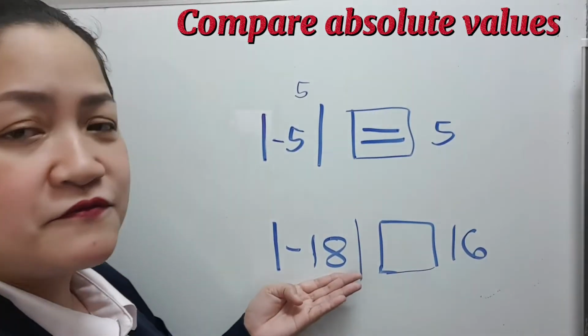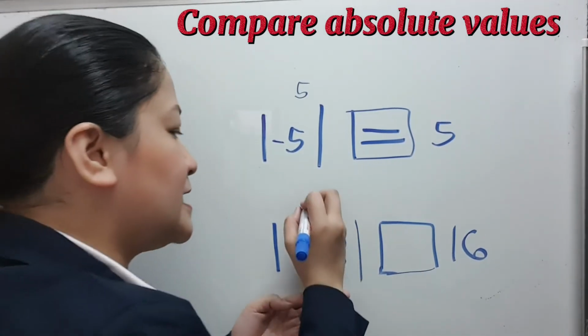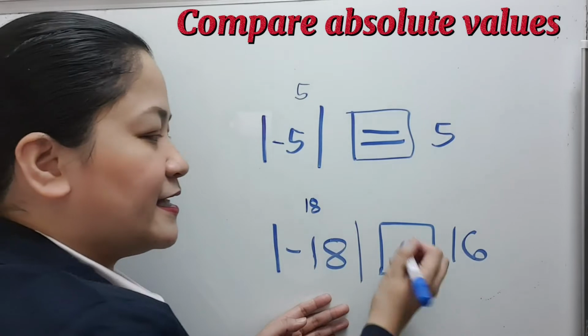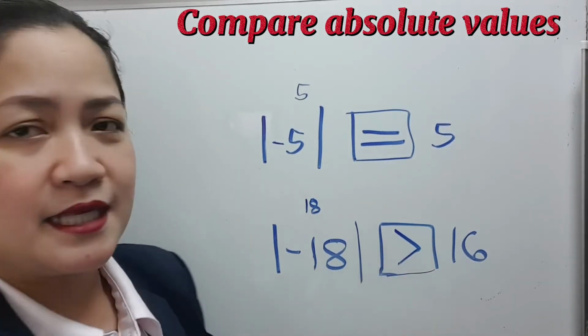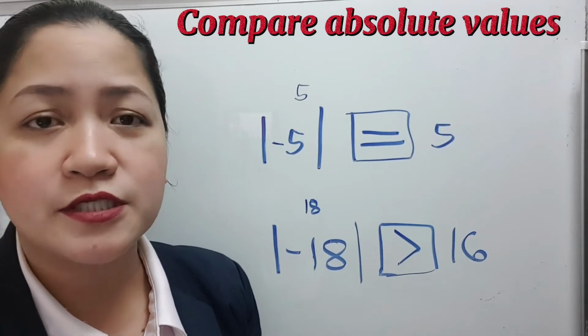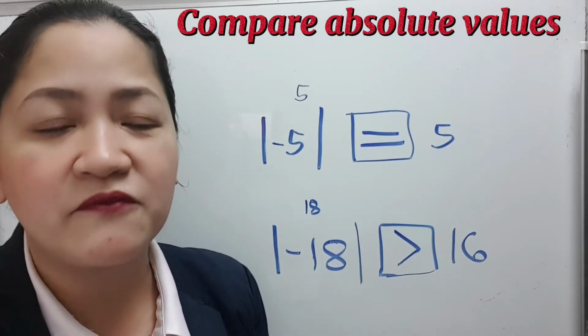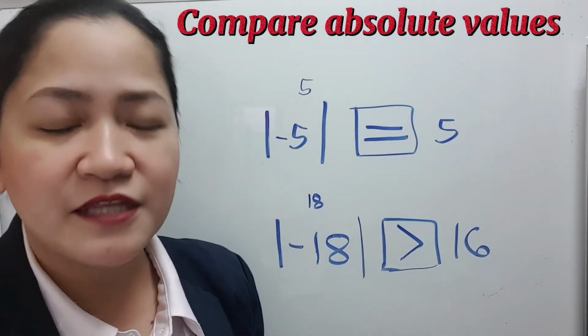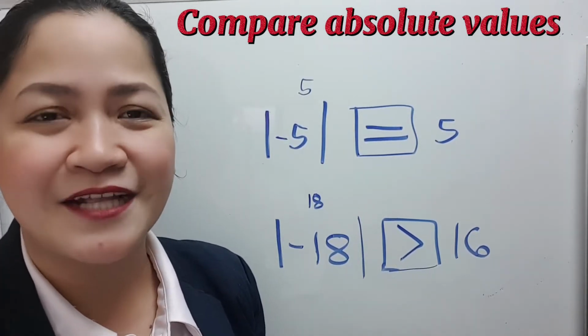Next, we have absolute value of negative 18. And that is 18. Compare that 18 to 16. That is greater than. So that is how you compare absolute values. Be sure to answer the absolute value first before you compare. If both numbers are absolute values, then find their absolute values first and then compare.